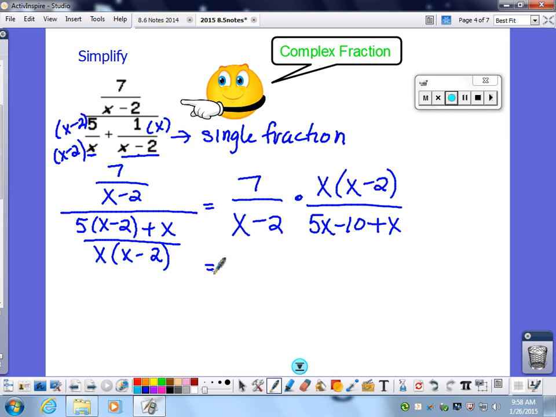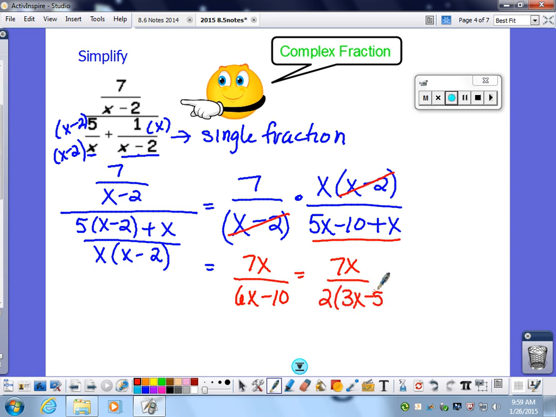All right, let's see. Now we're multiplying, and I can cross out common factors. I've got x minus 2 in the numerator and the denominator, so that's going to be 1. So I can cross those out, leaving me with 7x over, let's simplify this expression, 6x minus 10. I could factor out a 2 in the denominator, 7x over 2 times 3x minus 5. It really doesn't help me simplify anything any further. So either one of these would be fine as a final answer.